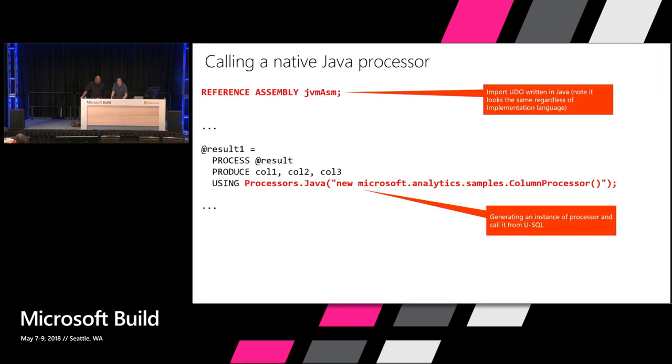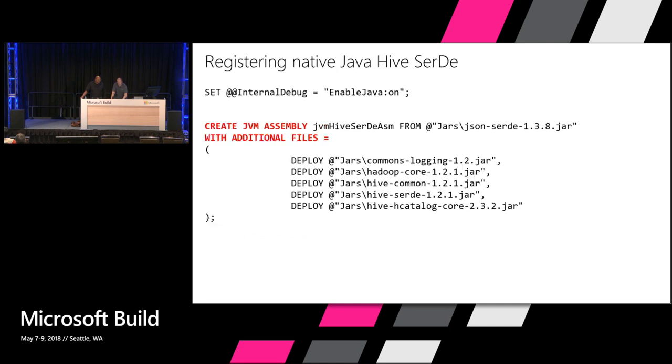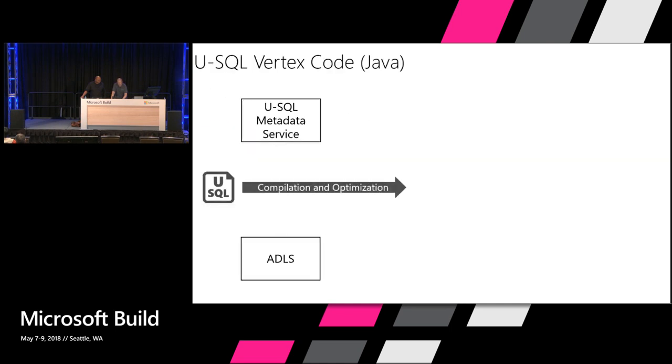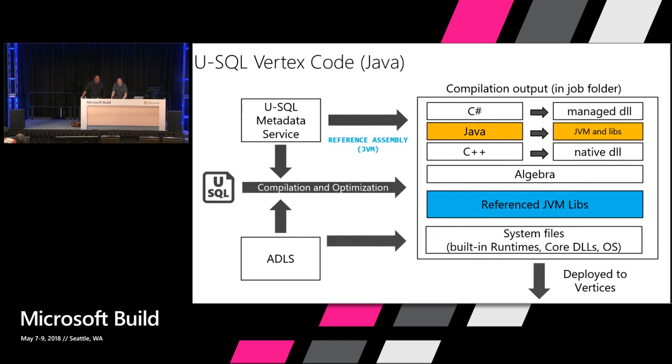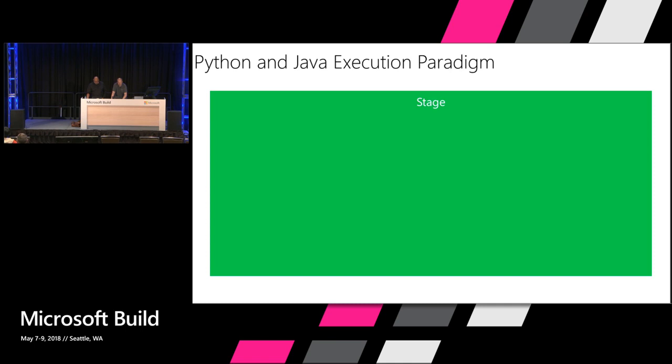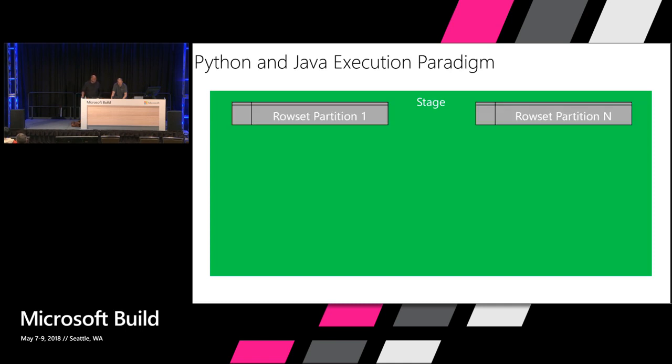Okay, so let's go back to the presentation and go to the last part. So this is just the code that you've seen earlier, a little bit more detail. Here again, when I deploy the Java code, the Java runtime is part of the image, and the JVM assemblies will then be added depending on how you reference them. Just to show you, a stage is basically that unit that has multiple vertices that operate on different partitions of the data.